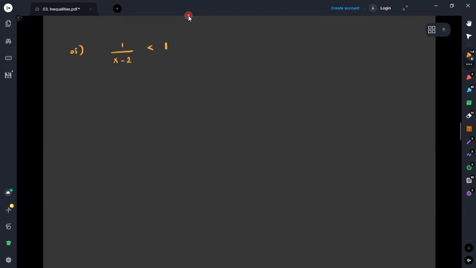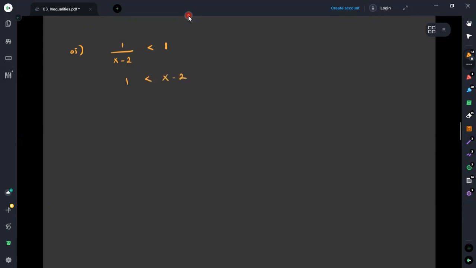Here, once we are going to solve the inequalities in the form of a quotient or fraction, rather than using the fractions, it is better to do the cross multiplication and make it in linear form. Not a linear equation, but a linear form rather than a fractional form. Therefore we can multiply both sides by x minus 2, and using the cross multiplication we can simply take 1 less than x minus 2.